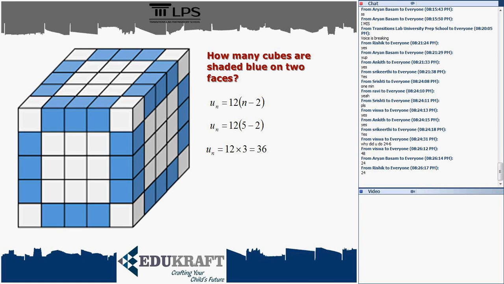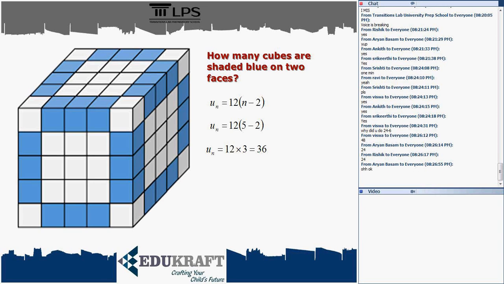Now this is a 5 by 5 by 5 cube. I think students missed that out. I wish you all had not missed that information. The cube is a 5 by 5 by 5 cube.